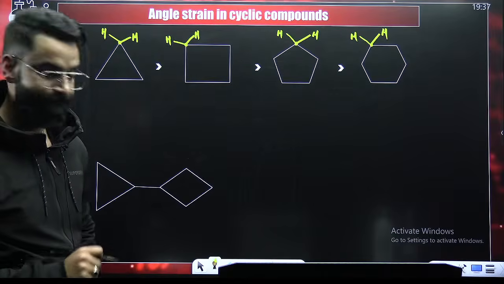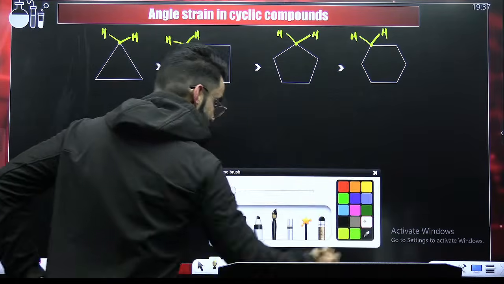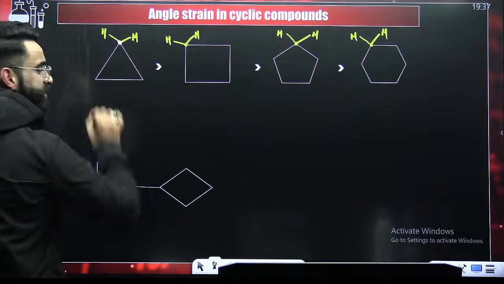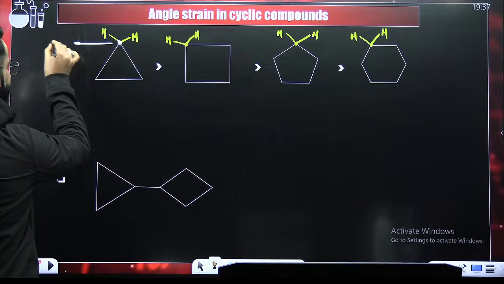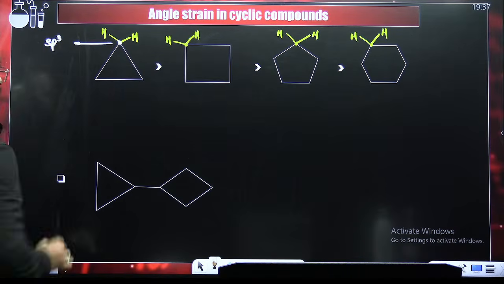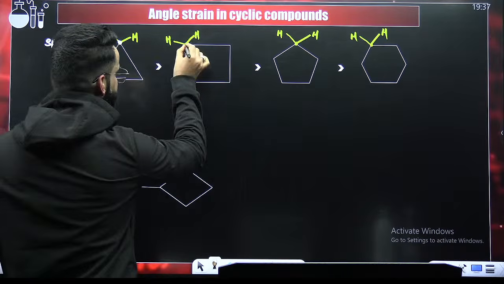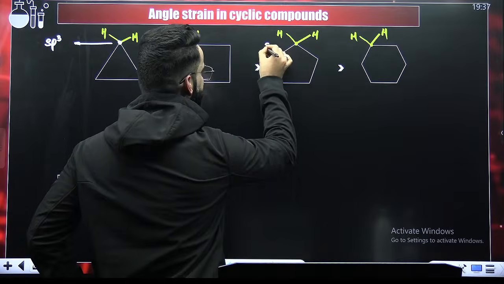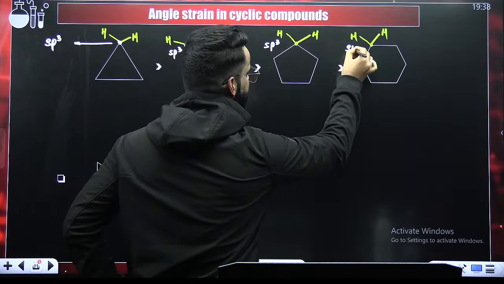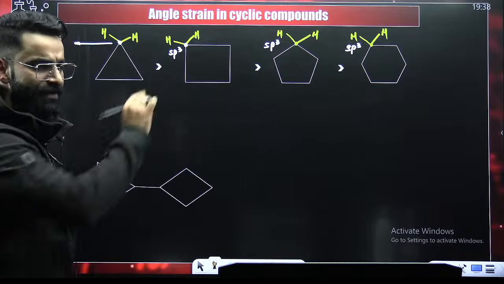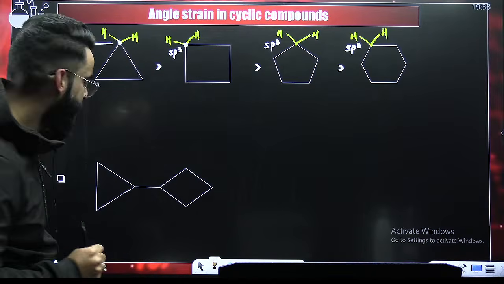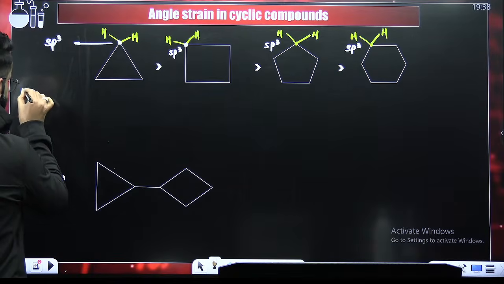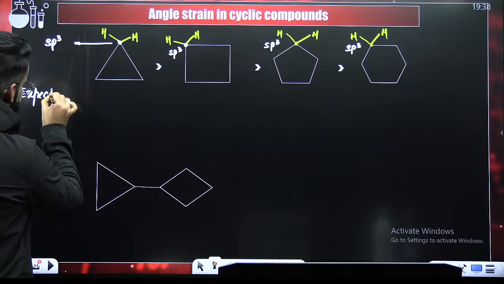Now guys, understand what's going to happen. If I ask you how many sigma bonds this carbon is making, this carbon is making 4 sigma bonds. So I would say this particular carbon here is sp3 hybridized. This carbon is also sp3, this carbon is also sp3 hybridized, and this carbon is also sp3 hybridized, because every carbon right here is forming 4 bonds. Now, if every carbon here is sp3 hybridized, in case of sp3 hybridization, what is going to be the expected bond angle?